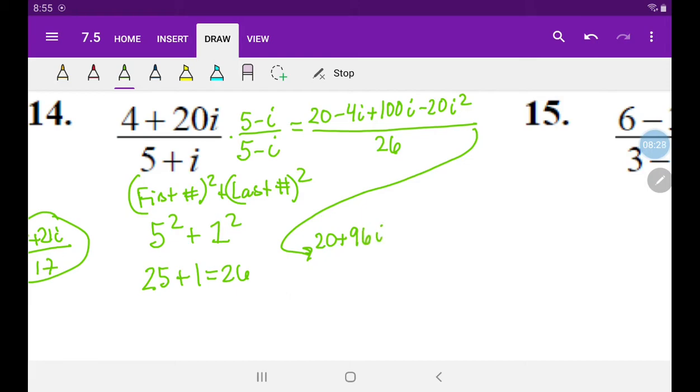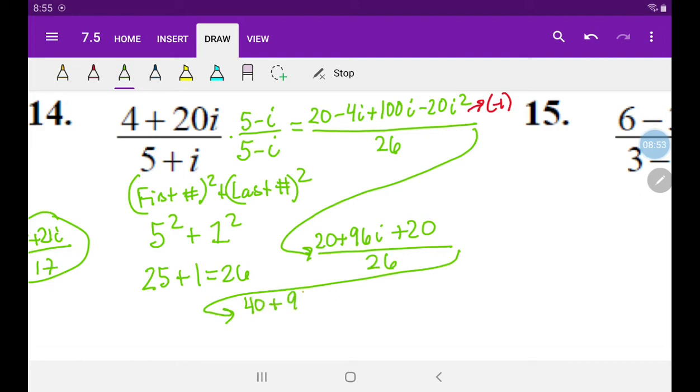And then that negative 20i squared, well, remember that i squared is a negative 1. So that's going to reverse that negative over here to a positive. Okay, so then we have plus 20. And then this is all over 26, right? So we want to combine some things here. So 20 plus 20 is 40. And then I have plus 96i all over 26.